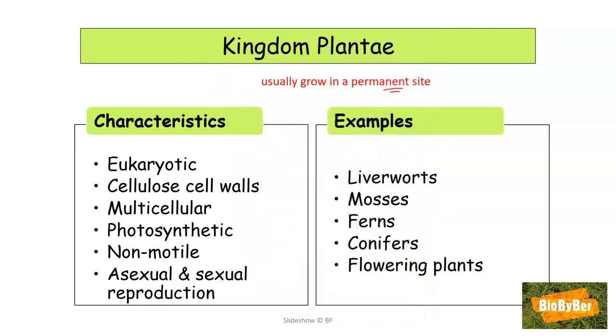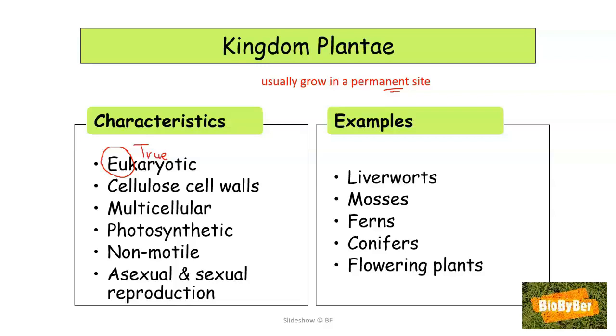Now, the characteristics of the plant kingdom are that the organisms in this group are eukaryotic. Again, the organisms have a true nucleus in their cells. Don't forget EU.